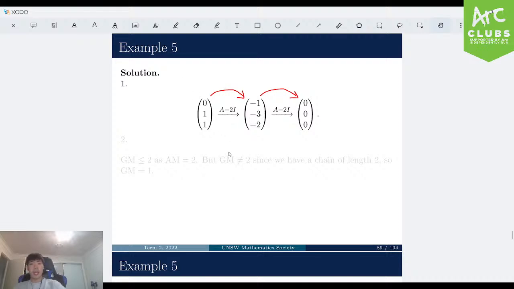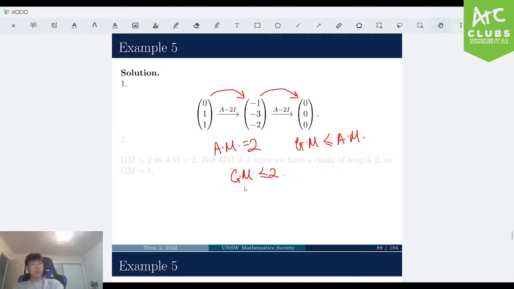Note that its AM is equal to 2 because it has a Jordan chain length of 2. And recall that our GM must be less than or equal to our AM, which means we can already deduce that our GM must be less than or equal to 2. But that's not good enough. That's not an actual value. So we can think about it a bit further.